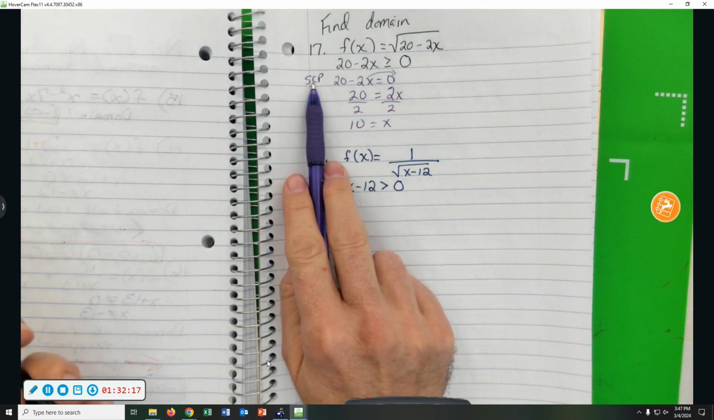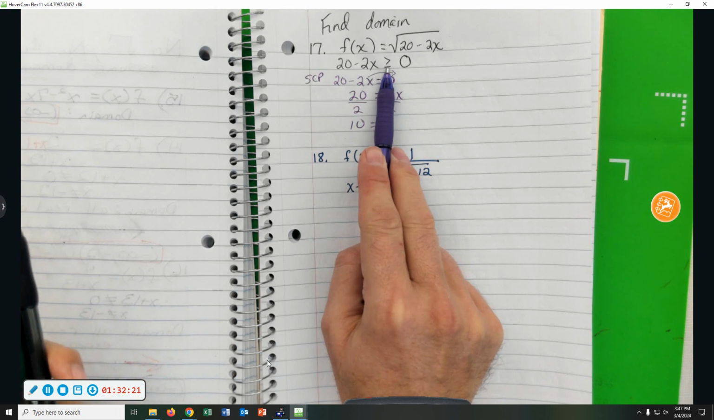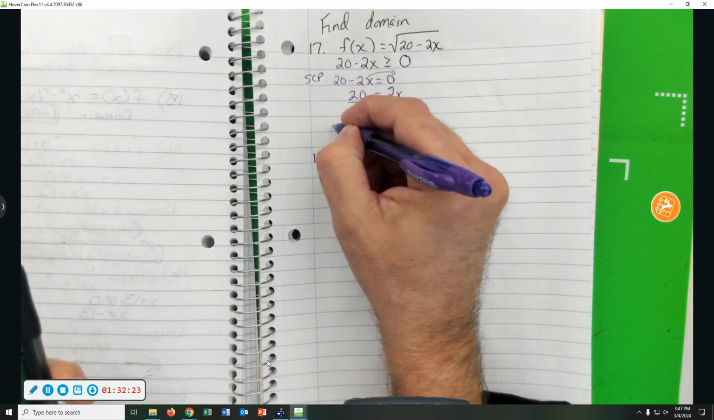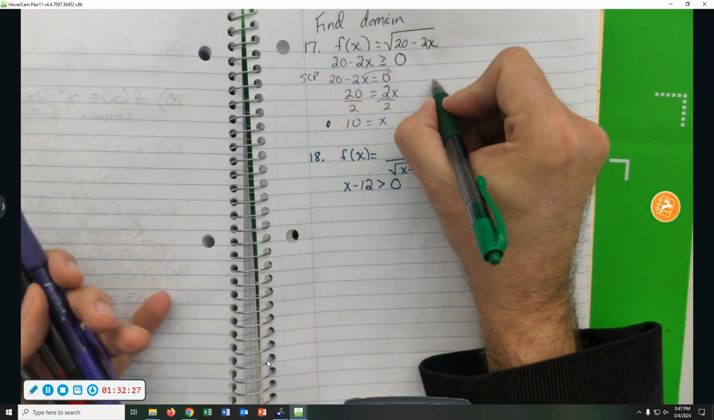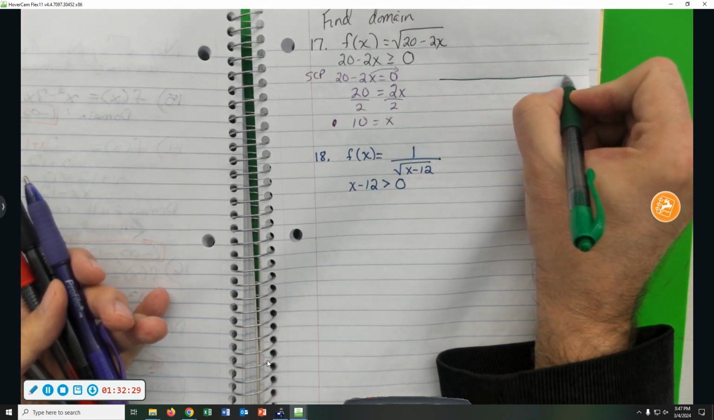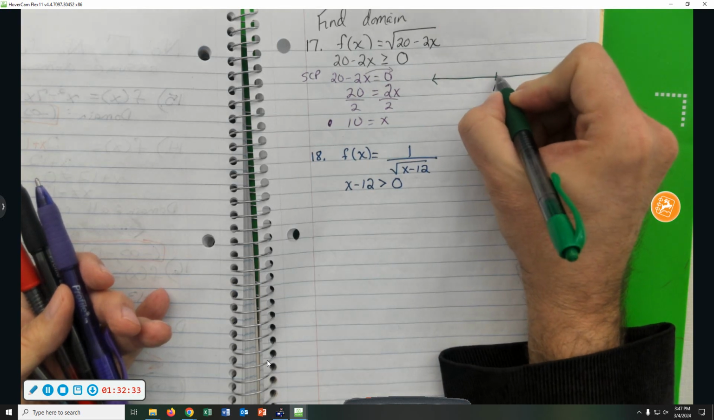With solution cut points, you look up here. Open or closed circle? Closed. So that's your only cut point. Draw a number line and plot the 10 with a closed circle.